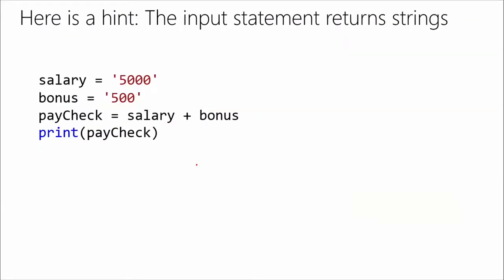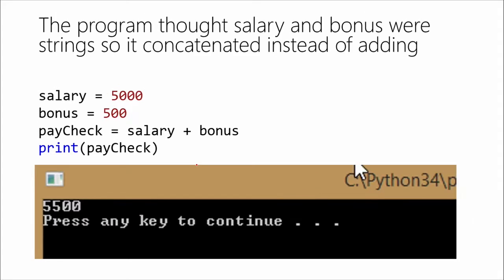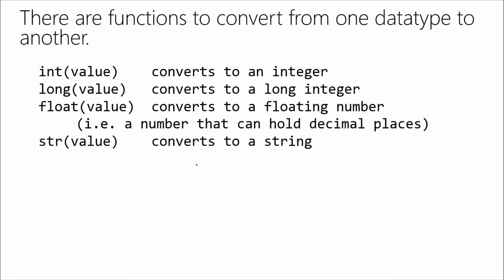So what we need to do now is, we got this weird result that happened because it was basically treating it as strings. It was as if we had typed in a salary of 500 with quotes around it and a bonus of 75 and got these strange concatenated strings. So we have to somehow convince it, when it gets that result from the input statement, to treat it as a number. The way we do that is there are functions that will convert from one data type to another.